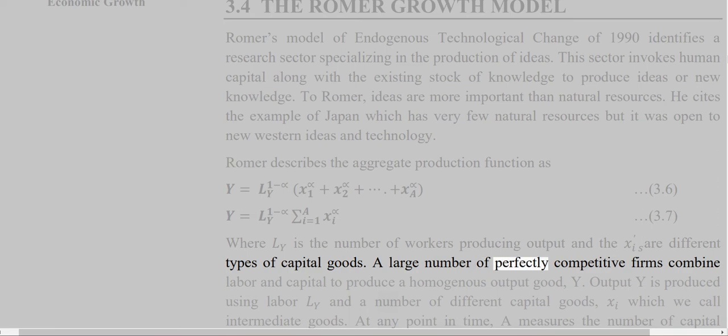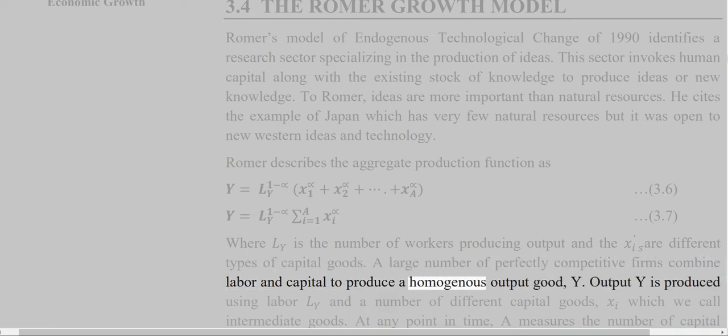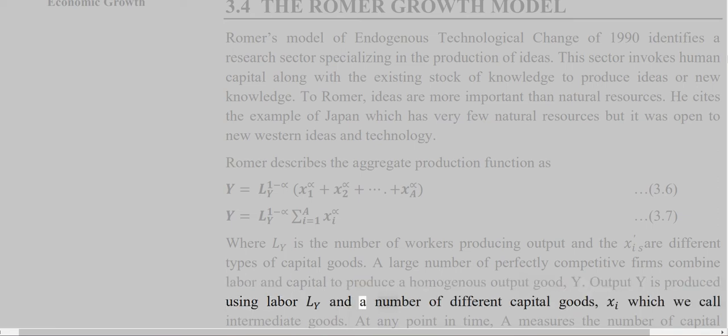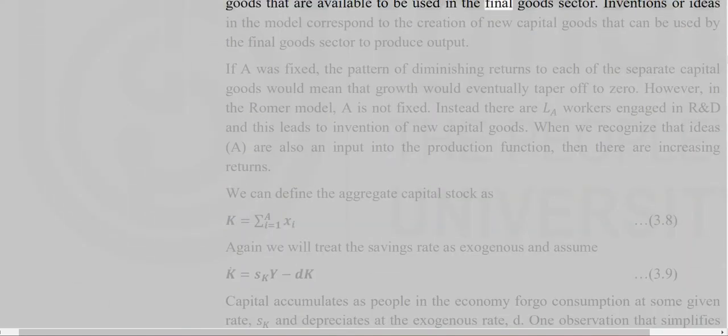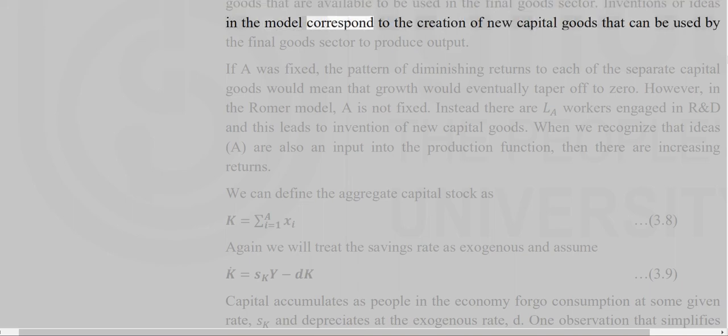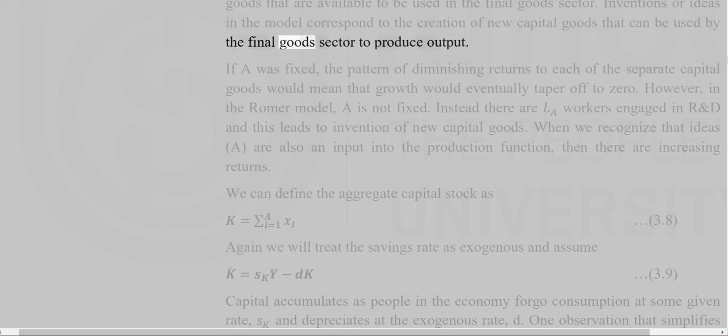A large number of perfectly competitive firms combine labor and capital to produce a homogeneous output good. Output Y is produced using labor and a number of different capital goods, which we call intermediate goods. At any point in time, A measures the number of capital goods that are available to be used in the final goods sector. Inventions or ideas in the model correspond to the creation of new capital goods that can be used by the final goods sector to produce output.